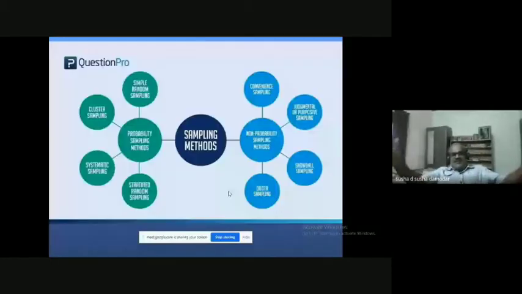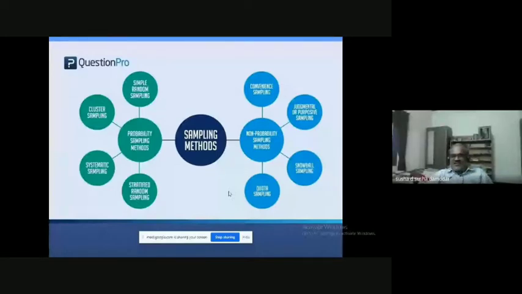Again, sampling method is classified under two heads: probability sampling and non-probability sampling. Simple random sampling, cluster sampling, systematic sampling, and stratified random sampling. Non-probability includes convenience sampling, judgment or purposive, snowball and quota. But there is a controversy regarding the application of snowball and quota sampling.